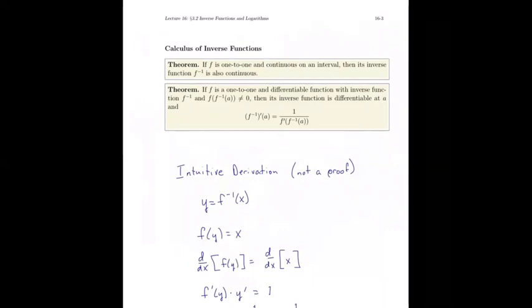So moving on, now let's get to this next important theorem. If f is a 1 to 1 differentiable function with inverse f inverse, and we have that f prime of f inverse of a is not equal to 0, then its inverse function is differentiable at that value a, and moreover, it's given by this formula here. Okay, so this is sort of our key piece of work, right?